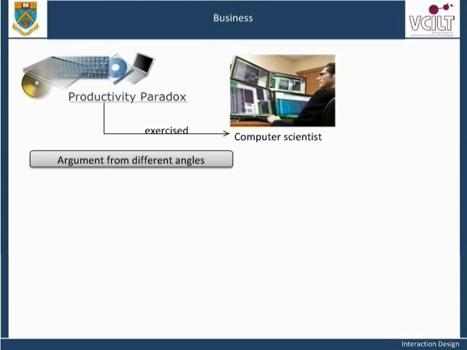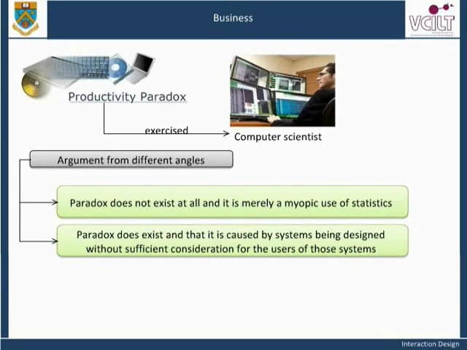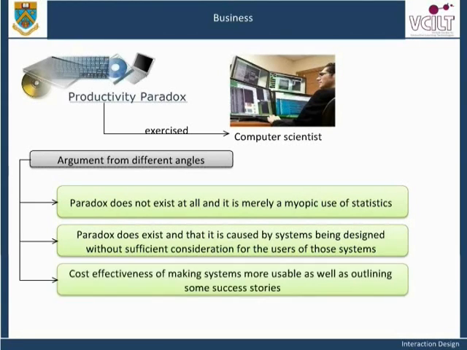We look at the argument from different angles. There are arguments that the paradox does not exist at all, and it is merely a myopic use of statistics. There are compelling arguments that the paradox does exist, and that it is caused by systems being designed without sufficient consideration for the users of those systems. We then look at arguments for the cost-effectiveness of making systems more usable, as well as outlining some success stories.